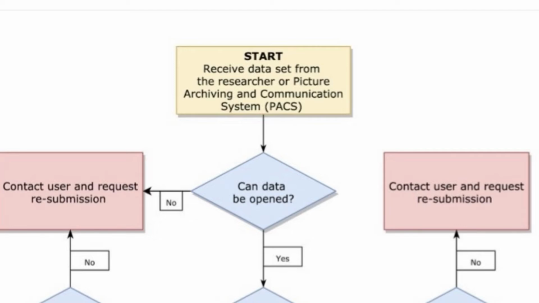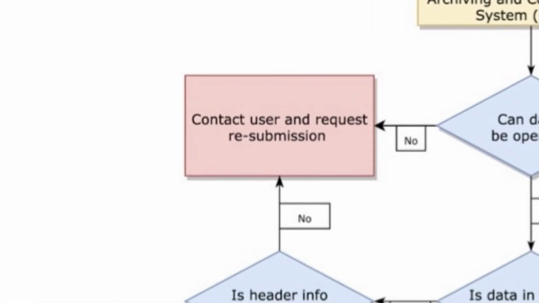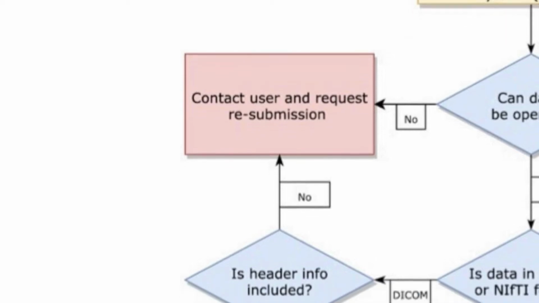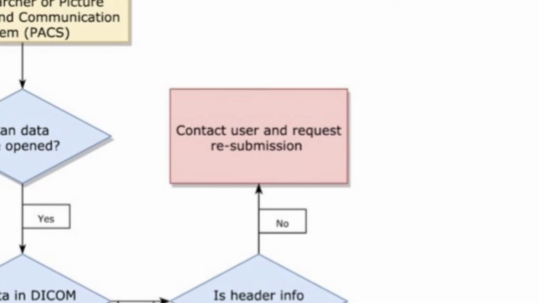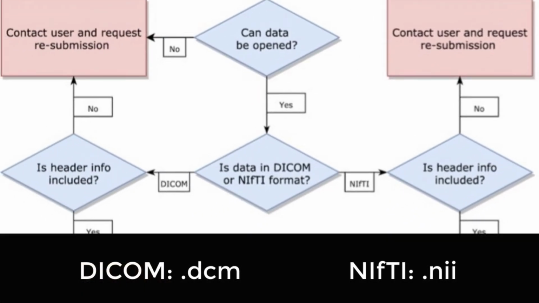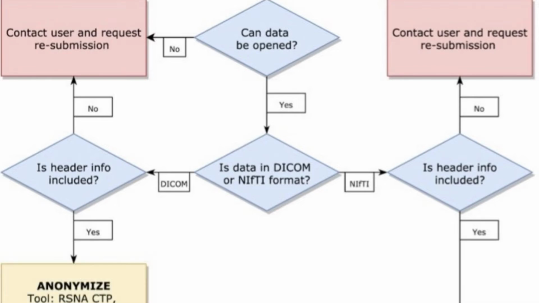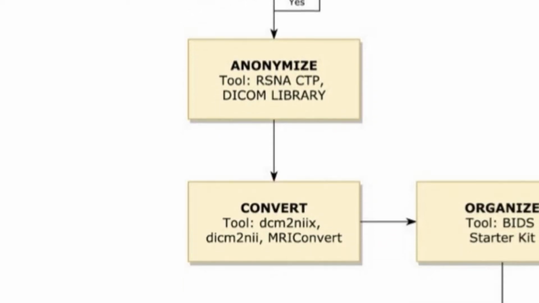After a dataset has been received, first check to see that it can be opened. If not, contact the user and request resubmission. If it can be opened, check to see if header information is included. If not, contact the user and request resubmission with the missing information. The next steps will depend if the dataset is in DICOM with a .dcm extension or already in NIfTI with a .nii extension. If the files are in DICOM format and the header information is included, the next step is to anonymize the data, then convert it to NIfTI.